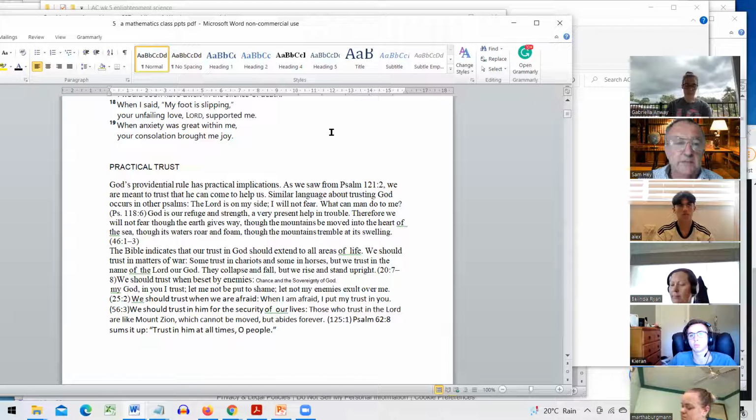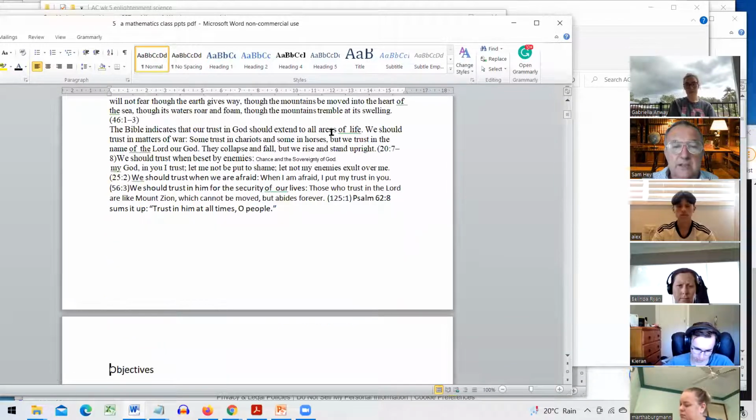In Psalm 121:2, we are encouraged to trust in God. And the language of trust is in other Psalms. The Lord is on my side, I will not fear. What can other people do to me? God is our refuge and our strength. We don't fear. The Bible indicates that we can trust in God because he watches over every area of life. And like the maths that doesn't change, that's reliable and stable, God is reliable and stable, and he has good purposes for our lives.